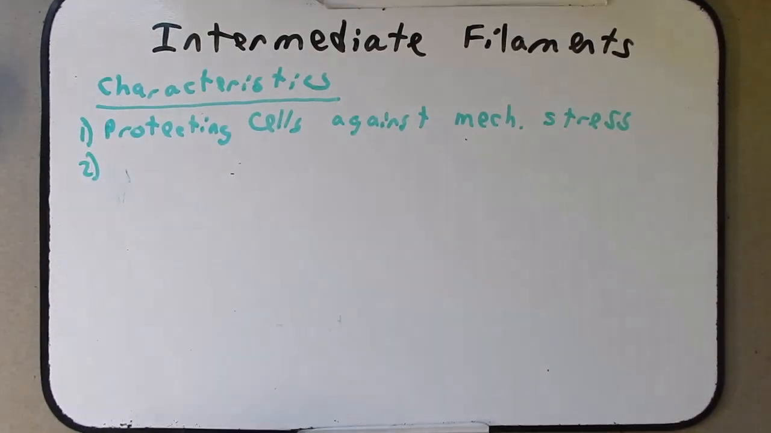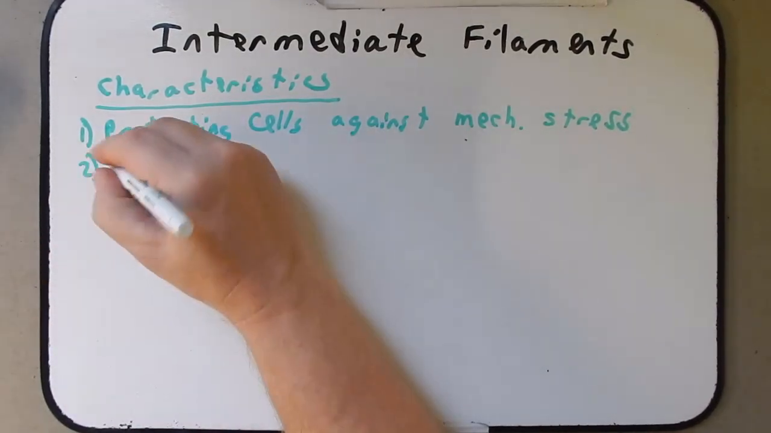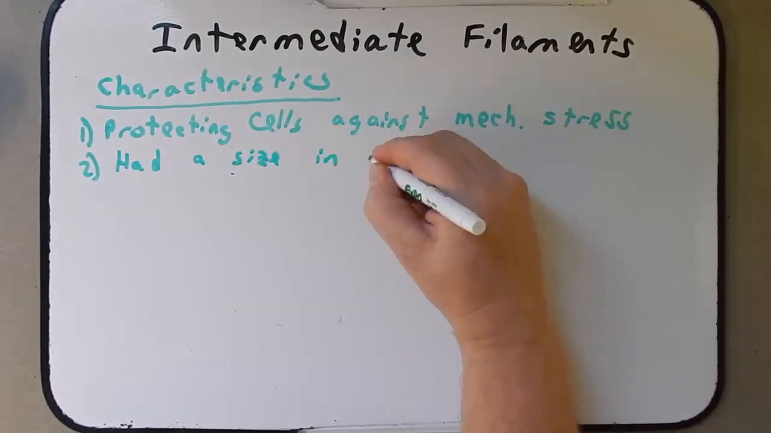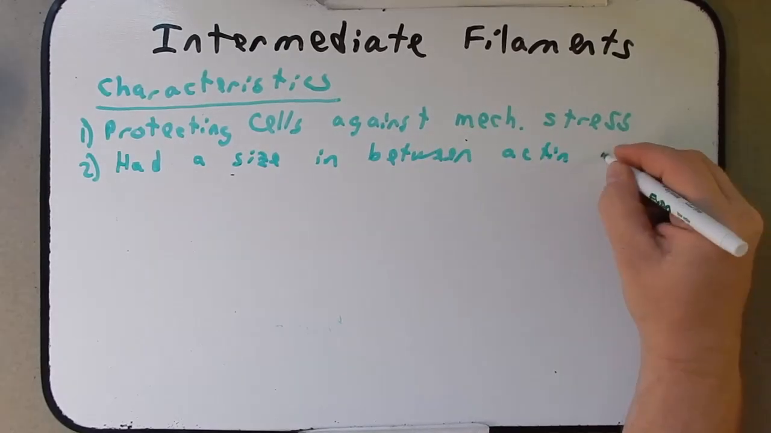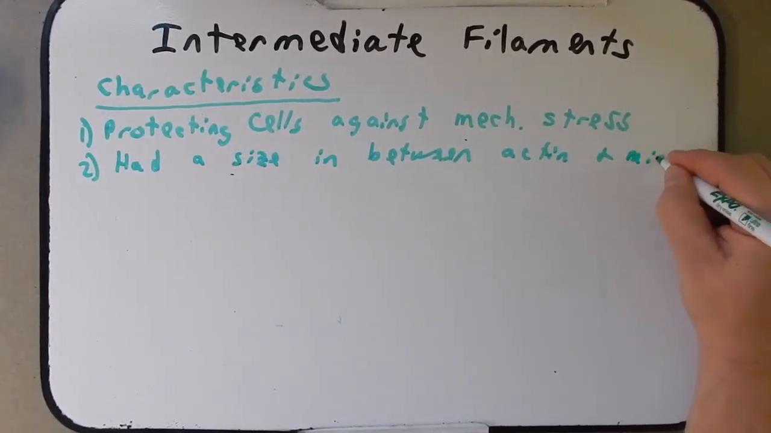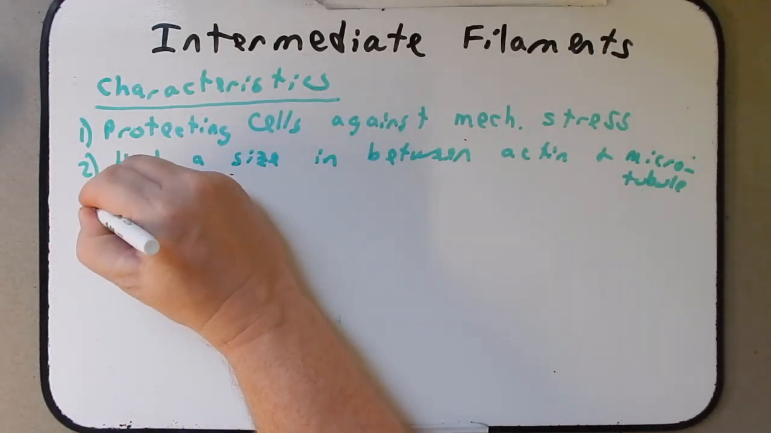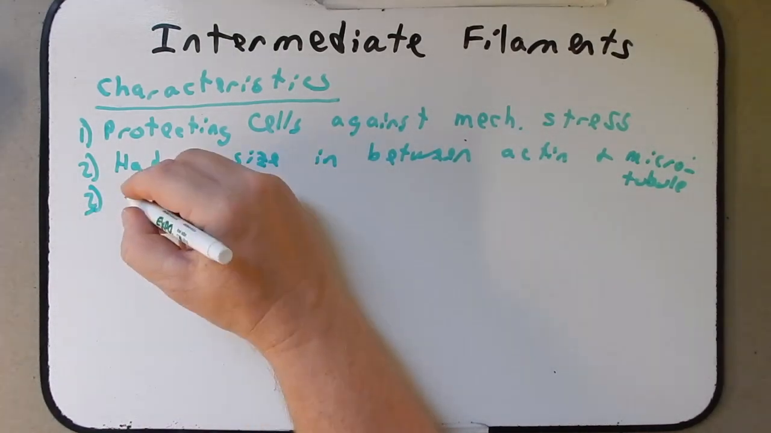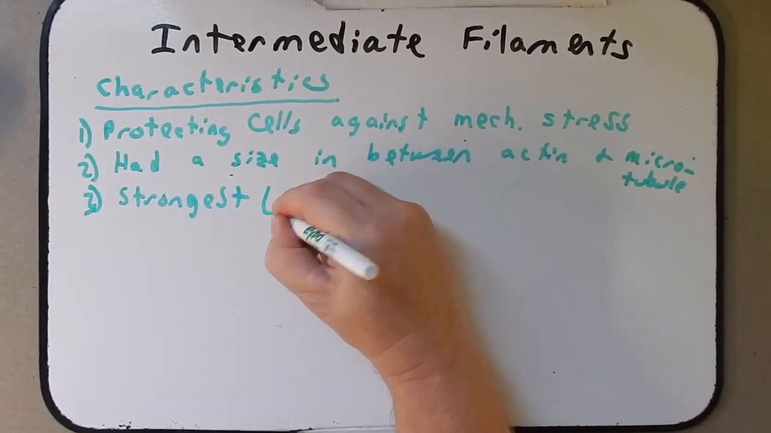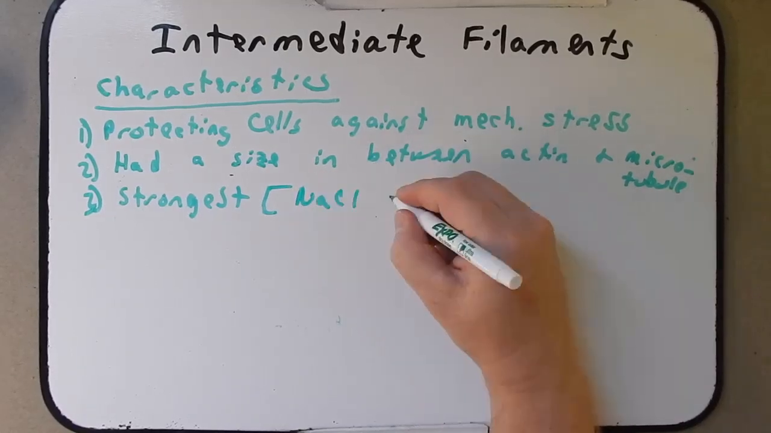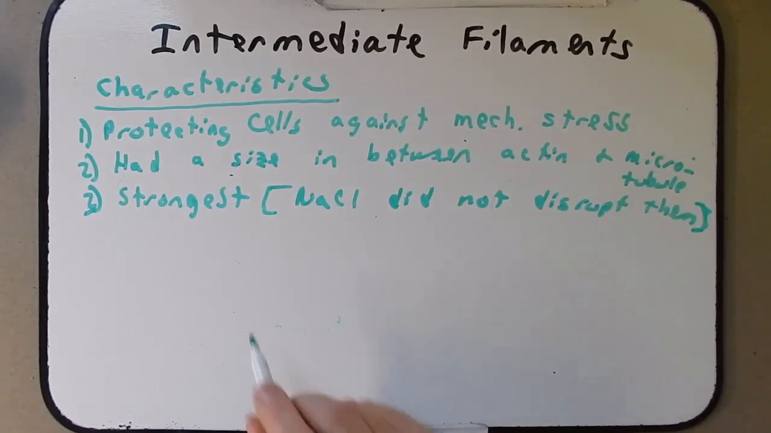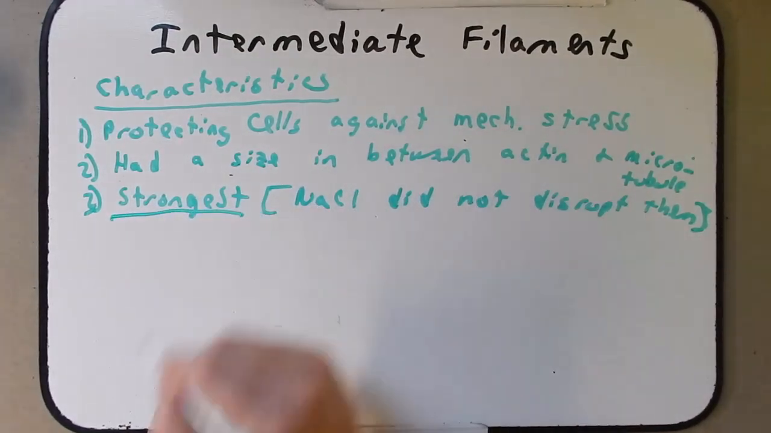These intermediate filaments do. They're called intermediate filaments because the first intermediate filaments identified had a size in between actin and microtubule size. Not surprising based on the role of the three kinds of cytoskeletons. Intermediate filaments are the strongest. And the way they showed this first was that adding salt to the intermediate filaments did not disrupt them. Adding salt to actin or microtubules did disrupt them. So these are the strongest of the three.